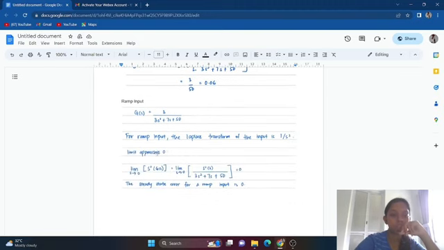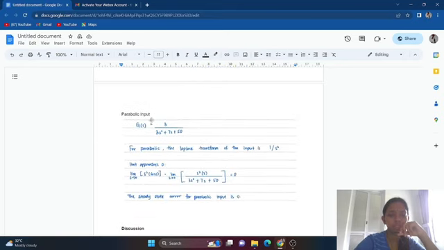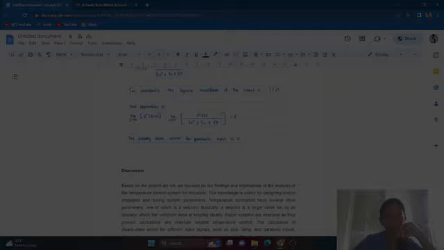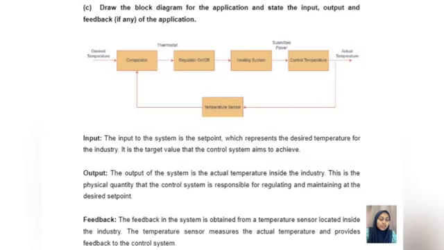For ramp input, the Laplace transform of the input is 1 over s squared. So the limit approaches 0, so the steady state error for a ramp input is 0. For parabolic input, the Laplace transform of the parabolic input is 1 over s cubed. So if the limit approaches 0, the steady state error for parabolic input is also 0.